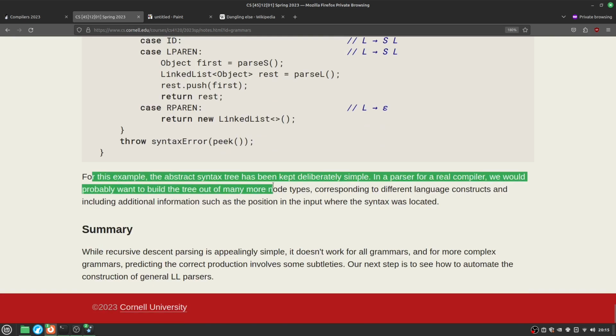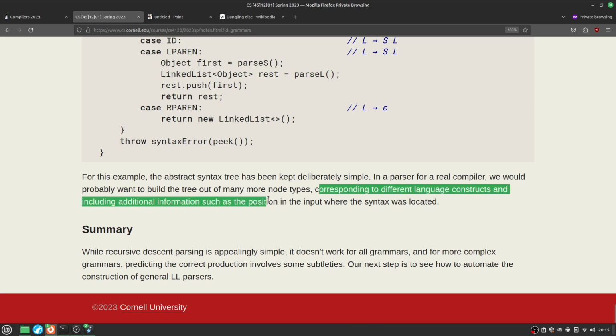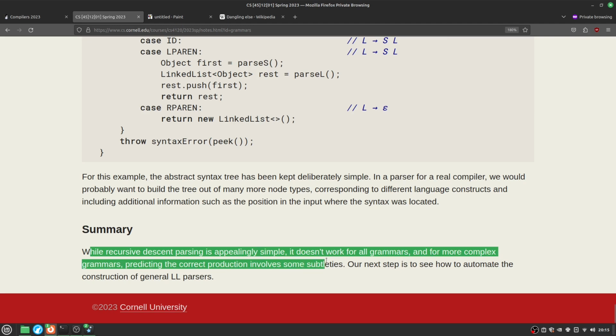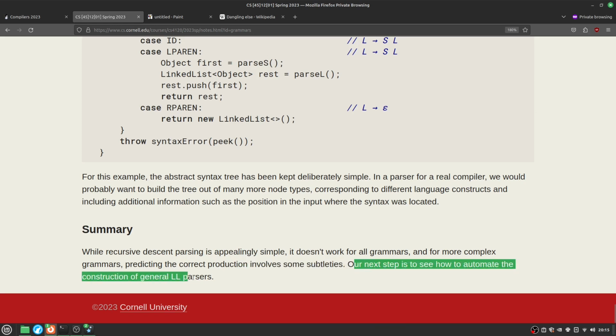For this example, the abstract syntax tree has been kept deliberately simple. In a parser for a real compiler, we would probably want to build the tree out of many more node types corresponding to different language constructs and including additional information such as the position in the input where the syntax was located. While recursive descent parsing is appealingly simple, it doesn't work for all grammars. And for more complex grammars, predicting the correct production involves some subtleties. The next step is to see how to automate the construction of general LL parsers. Awesome.